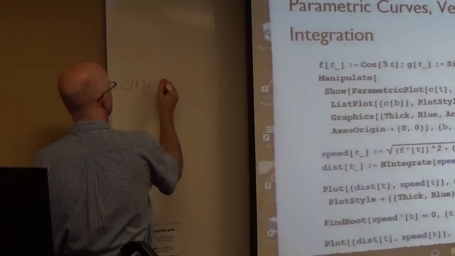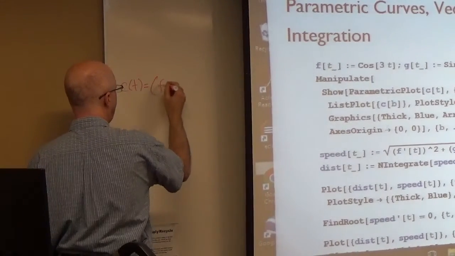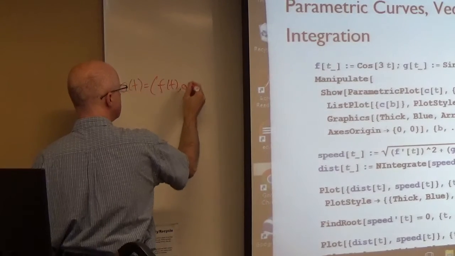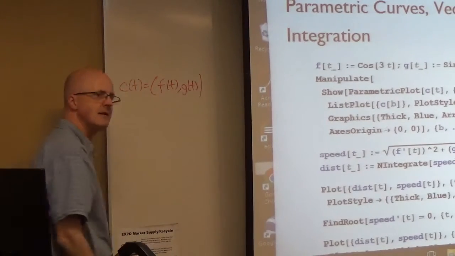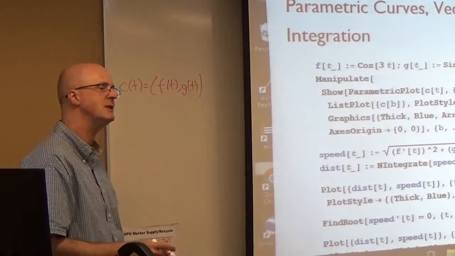C of t, there's two ways you could do it. You could either write it as a point, f of t comma g of t, and think of it as a moving point. And that's what we've done so far. But actually, you can use vector notation.